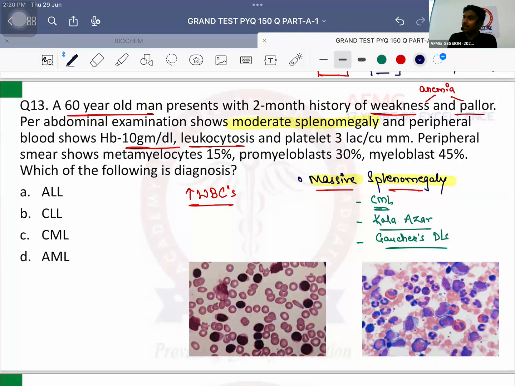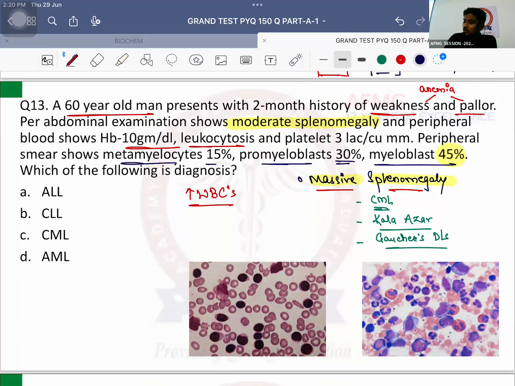Along with that, the platelet is 3 lakhs per cubic millimeter. Normal platelet count is between 1.5 to 4 lakhs per cubic millimeter. The normal platelet count. Peripheral smear shows metamyelocytes. These are nothing but precursor forms, okay? Precursor forms of finally the myelocytes. So metamyelocytes are 15%, promyeloblasts are 30%, and myeloblasts are 45%.